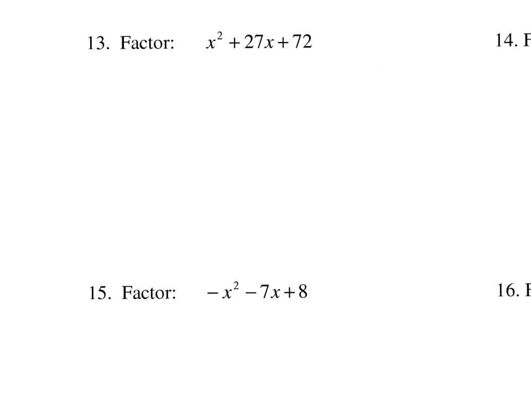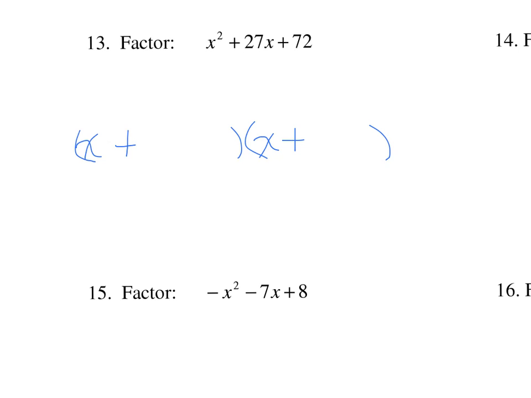All right, on number 13, x squared plus 27x plus 72. So x squared is x times x. Bring the first sign down. Multiply the two signs together. Positive times positive makes positive. Okay, well that makes it easy. Everything's being added. So factors of 72, two numbers that multiply to make 72 and add to make 27.